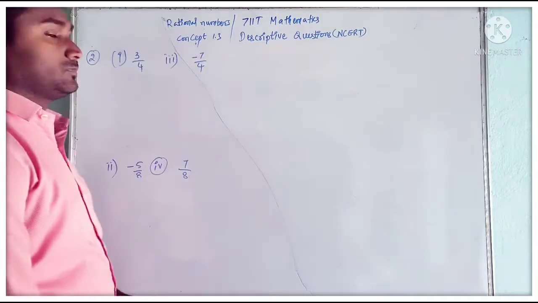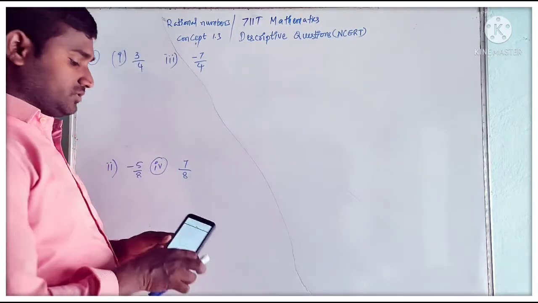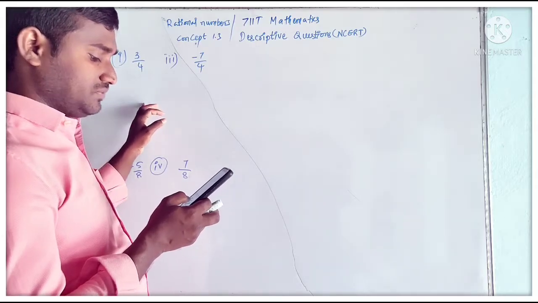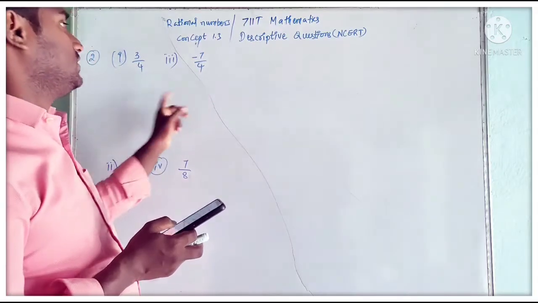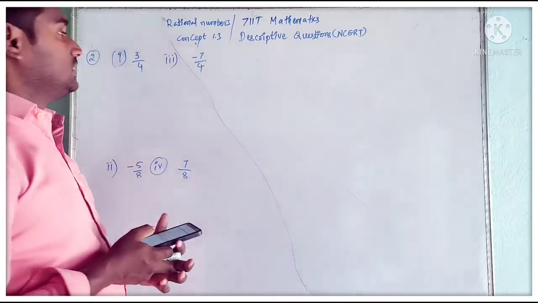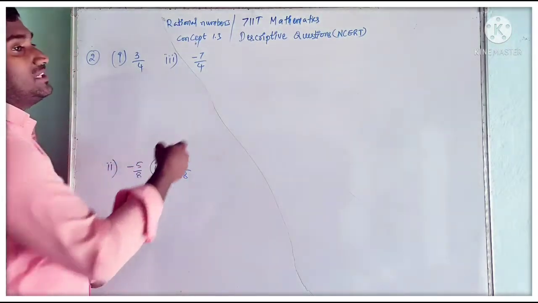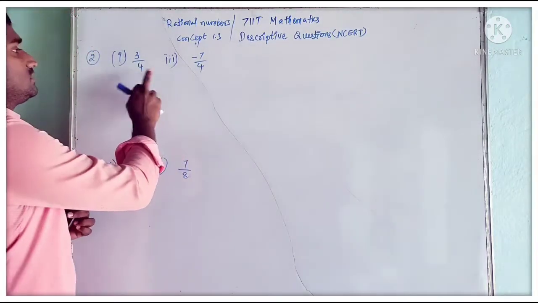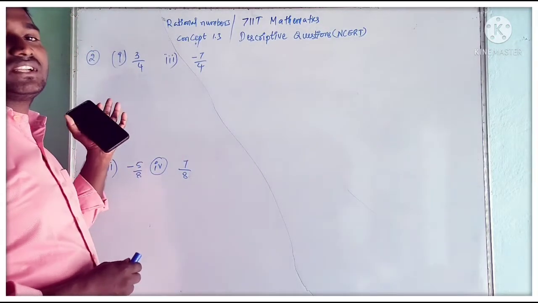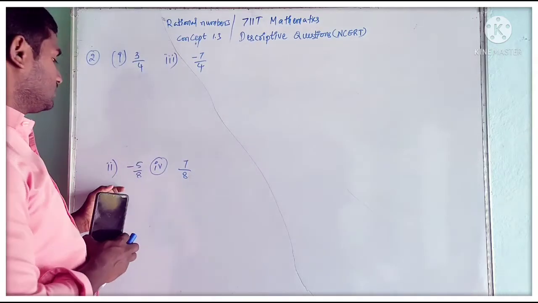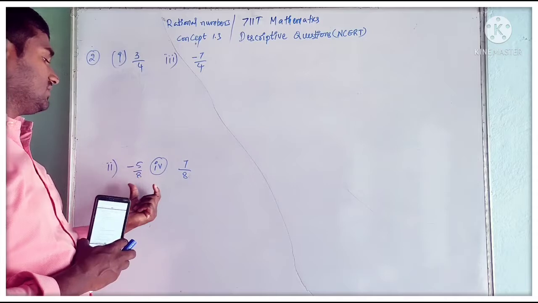Okay. Next question. Now I am going to discuss the second question: draw the number line and represent the following rational numbers on it. So we need to represent the given rational numbers on the number line. We can represent numbers with the same denominator on the same number line. Yes. So the first and third questions have the same denominator, and we can represent these rational numbers on the same number line. And the second and fourth questions have the same denominator.